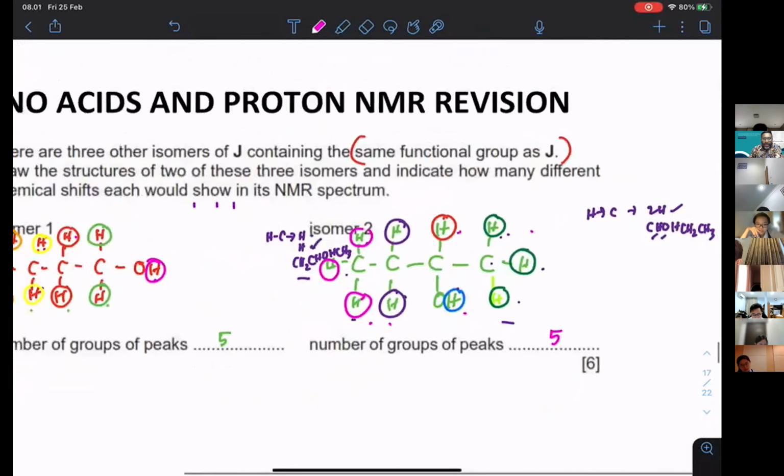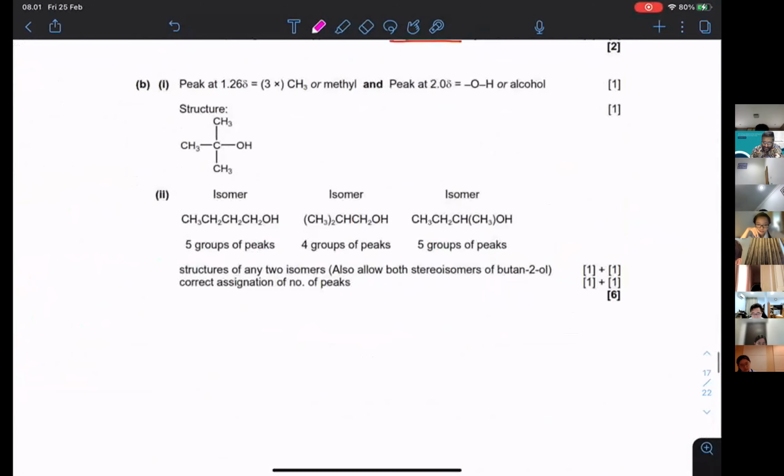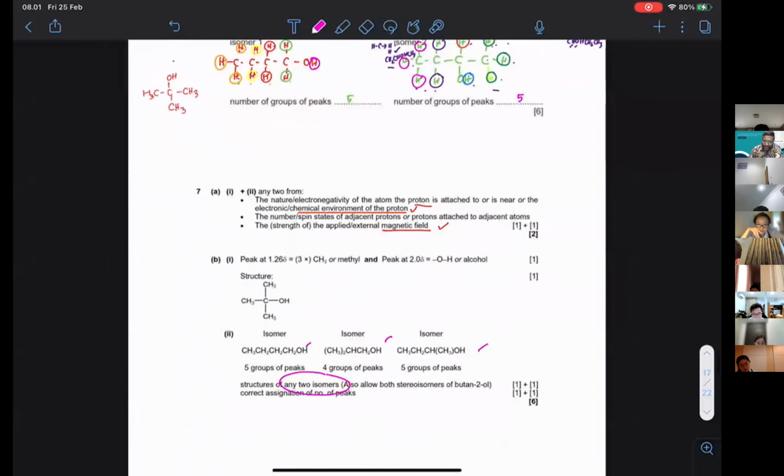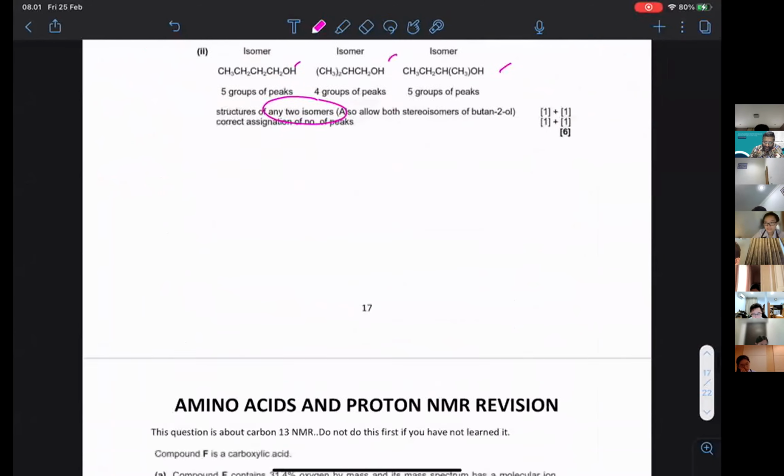So they might be different isomers also, so that's why they would have given different examples. The one that I selected, they just say structure of any 2 isomers, and they allow the different ones. So you know what you need to do. You just need to make sure that you have the correct number of peaks and so on. So that one is done.